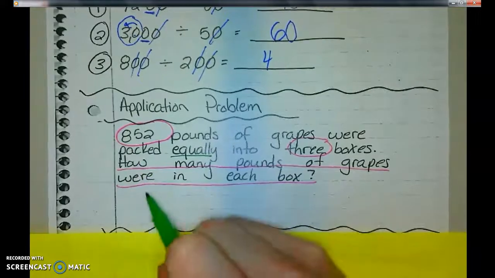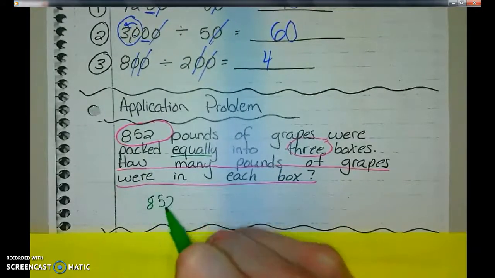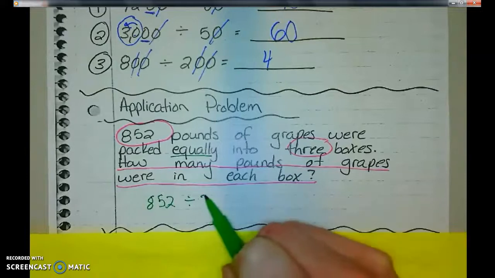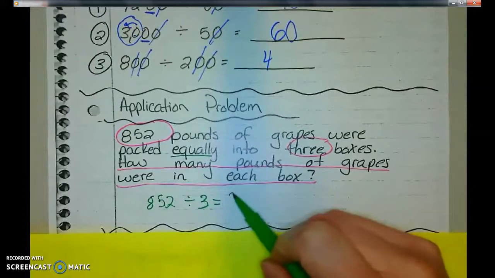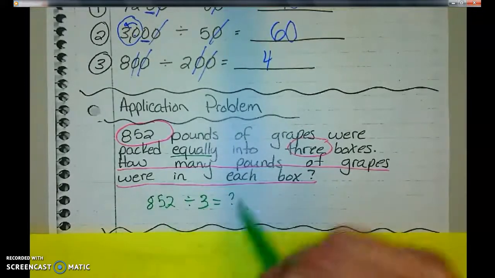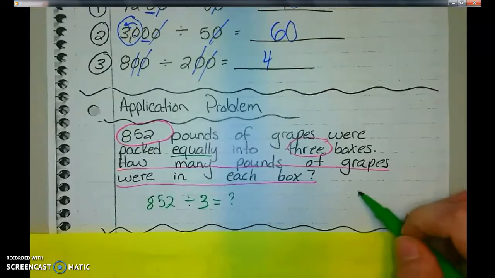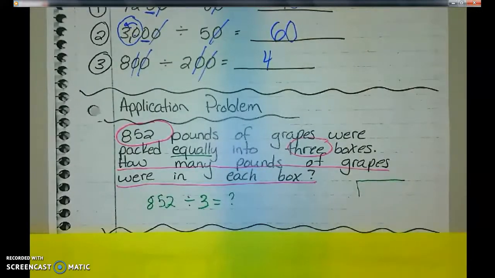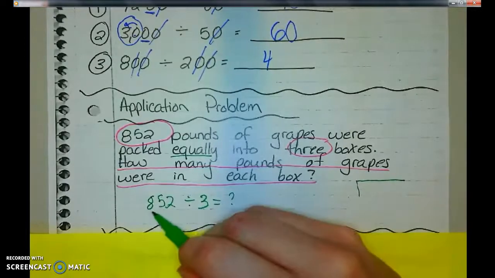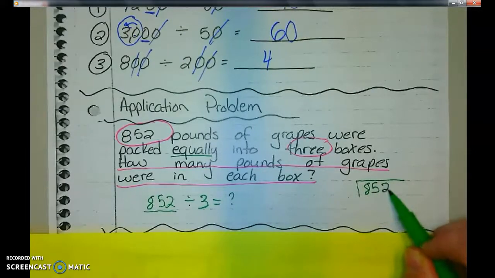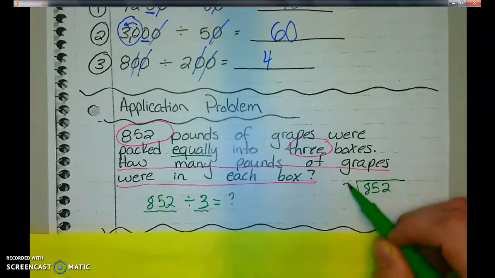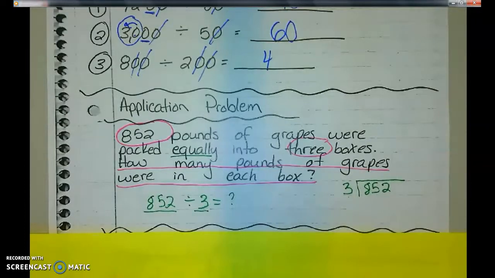So I'm going to have 852, and I'm going to divide it by 3. My dividend is 852, my divisor is 3, and I want to get my quotient. When I am doing long division, I create what I call my house. So here is my little house. My dividend always goes inside of the house. My divisor always goes outside of the house. I might run out of room here, so we might have to get a little creative with our spacing, but we're going to make it work.